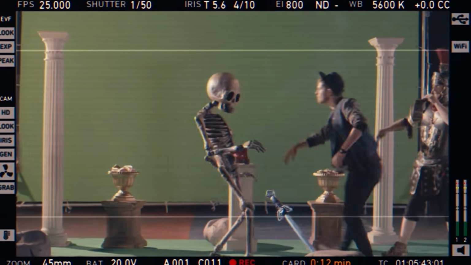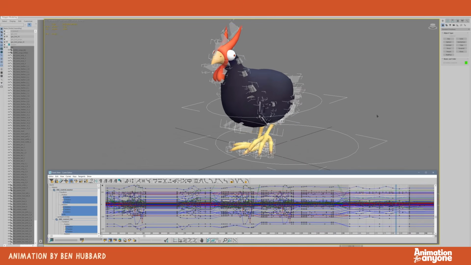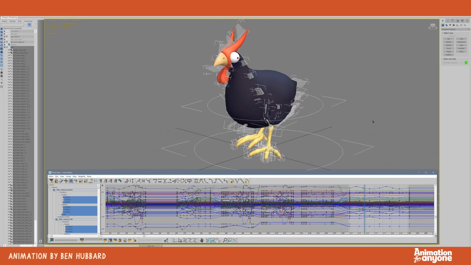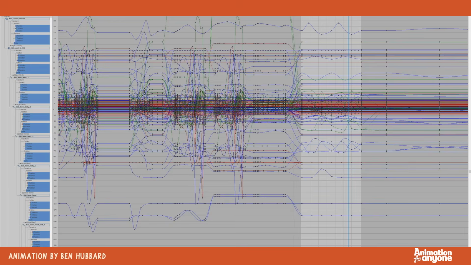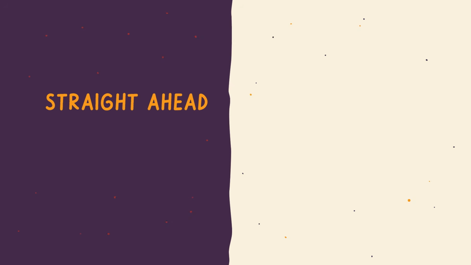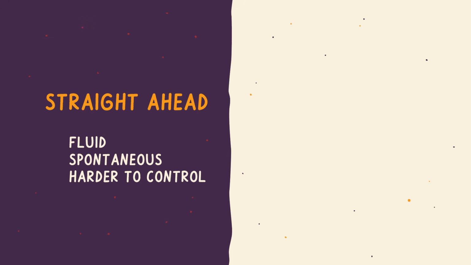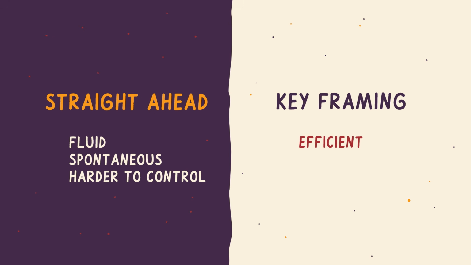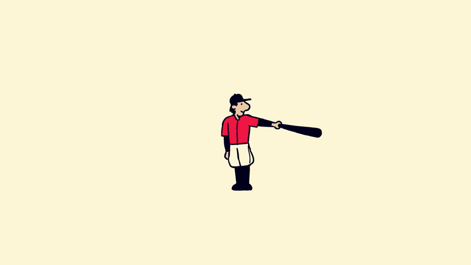On the other hand, if you're doing 3D character animation, I would recommend keyframe animation for most situations. This is because it's almost impossible to keep your graph editor clean if you're creating new keyframes for every frame. So just to recap, straight ahead animation usually feels more fluid and spontaneous, but it can be harder to control. Keyframe animation is often more efficient and deliberate, but it can feel rigid if you're not careful.